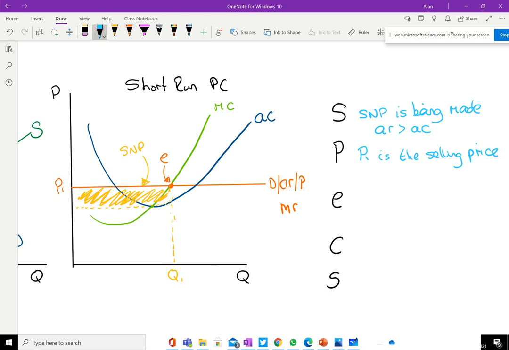And all we need to say here is equilibrium. This occurs at E where MC is equal to MR. We always produce where MC is equal to MR. What does C stand for? C stands for costs. Okay? Now, where's our cost? Our costs are right here at equilibrium. Here's our costs. Right there is C. You can write that in as well if you want.